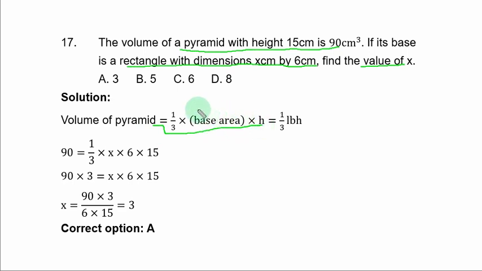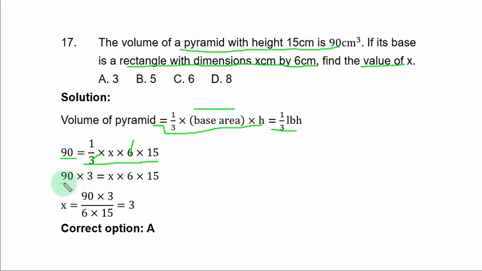Here, the base area is the area of a rectangle, that is length times breadth. So the volume becomes 1/3 length times breadth times height. The volume is 90. 1/3 times S times 6 times 15. You can multiply through by 3 to clear fractions, or you can simply divide 6 by 2. Any approach you want to use.